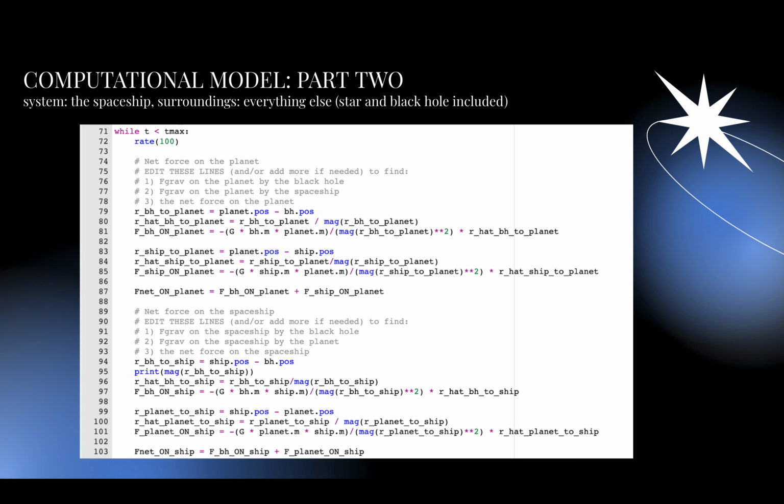We can then use the knowledge of the law of universal gravitation to code the values of the force of the black hole on the planet, the force of the ship on the planet, the net force of the planet on the planet, the force of the black hole on the ship, the force of the planet on the ship, and the net force on the ship.